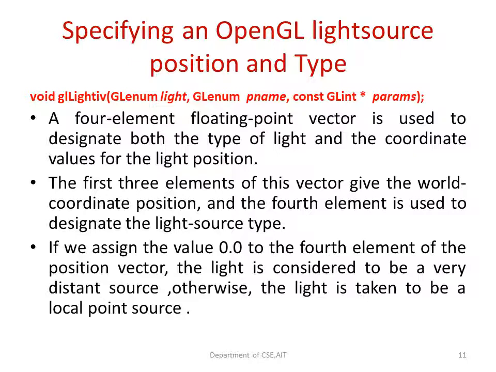In this array, the first 3 elements of the vector are going to give us the position, and the last value is going to tell what type of light source we are using. Suppose we assign the value 0.0 to the 4th element of the vector, that means the light is a very far off one. That means it is very distant. Otherwise, it is a local point source. That means it is very nearby. If the value is 0.0, it is very far, else it is a nearby light source.